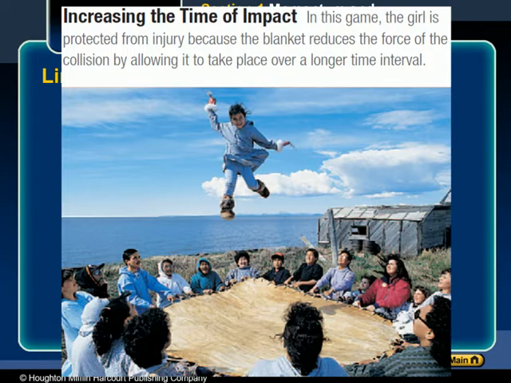A longer time interval requires a smaller force to achieve the same change in the girl's momentum. Therefore, the force exerted on the girl when she falls on the outstretched blanket is less than the force would be if she were to land on the ground.